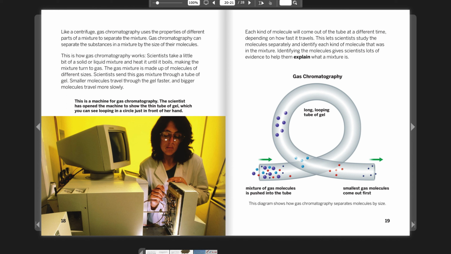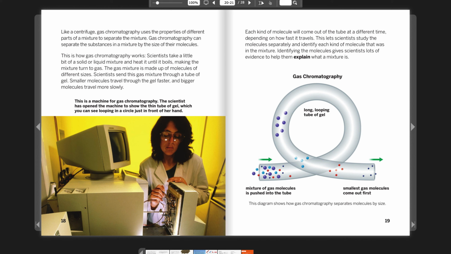Like a centrifuge, gas chromatography uses the properties of different parts of a mixture to separate the mixture. Gas chromatography can separate the substances in a mixture by the size of their molecules. This is how gas chromatography works.